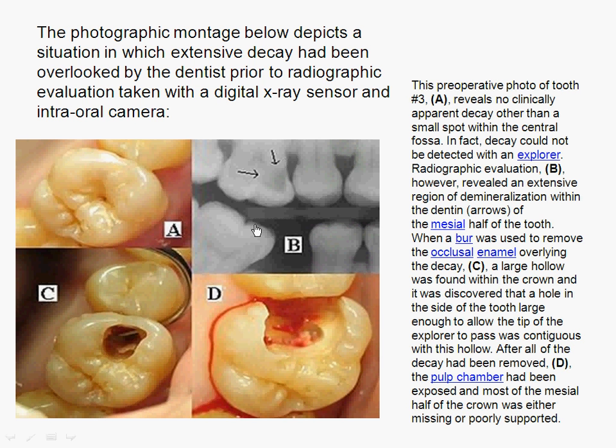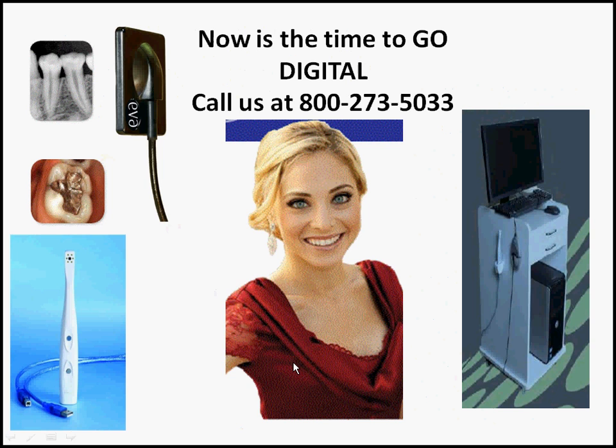When a bur was used to remove the occlusal enamel overlying the decay, a large hollow was found within the crown, and it was discovered that a hole in the side of the tooth large enough to allow the tip of the explorer to pass was contiguous with this hollow. Moving on to picture D, after all of the decay had been removed, the pulp chamber had been exposed, and most of the mesial half of the crown was either missing or poorly supported.